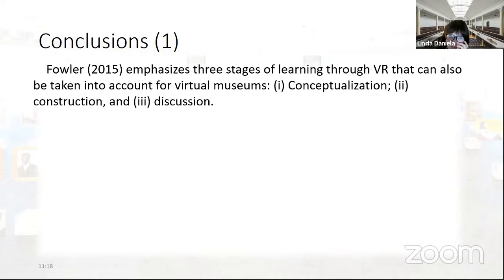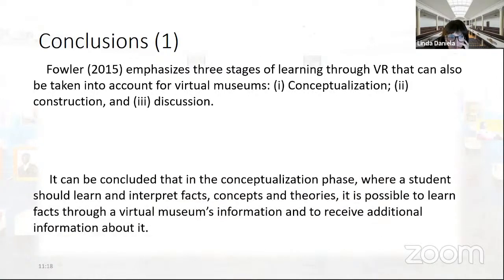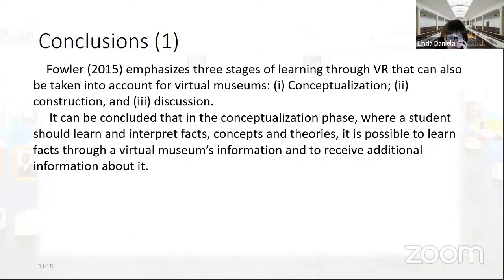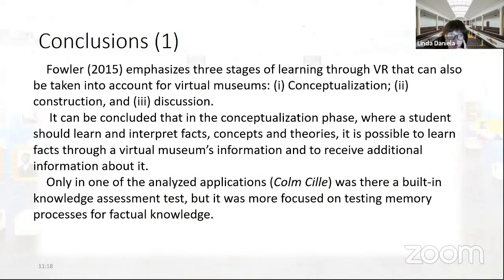Fowler emphasizes 3 stages of learning through virtual reality that can also be taken into account for virtual museums. The first one is conceptualization, construction, and discussion. In those virtual museums, it can be concluded that in the conceptualization phase, where a student should learn and interpret facts, concepts, and theories, it is possible to learn facts through a virtual museum's information and to receive additional information about it.